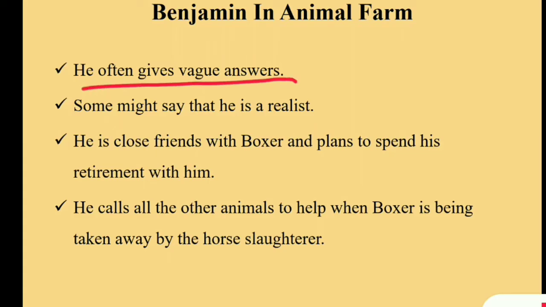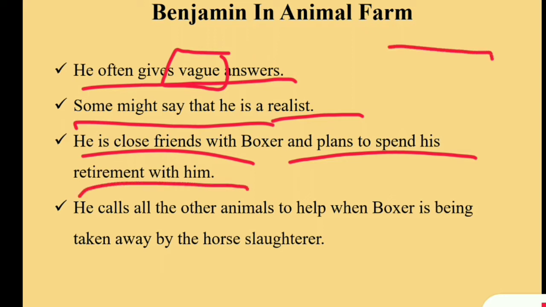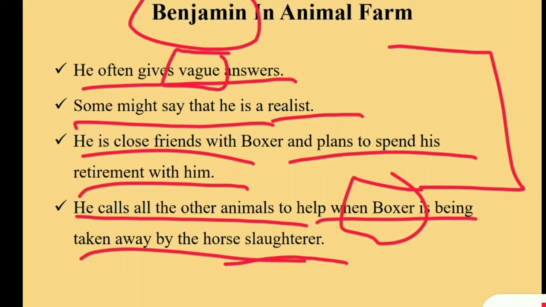He often gives vague, unclear answers. Some might say he is a realist. He is close friends with Boxer and plans to spend his retirement with him. See, Benjamin has a very simple plan for himself. He does not think of hi-fi posts or any materialistic things. He has a plain life and he wants to sustain it that way. He calls all the other animals to help Boxer, who is being taken away by the horse slaughterers. He calls the others in order to save Boxer, who is a hard-working horse.